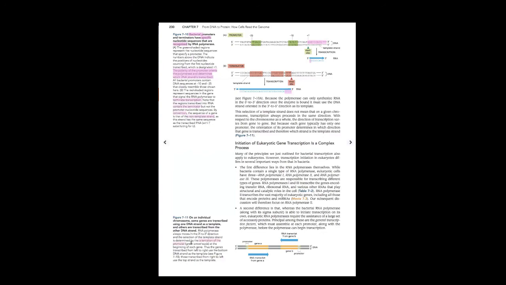So let's finish off reading the legend. So RNA polymerase always moves in the 3 to 5 direction when reading the DNA, and the selection of the template strand is determined by the orientation of the promoter at the beginning of each gene. Thus, the genes transcribed from left to right use the bottom DNA strand as the template, and those transcribed from right to left use the top DNA strand as template.